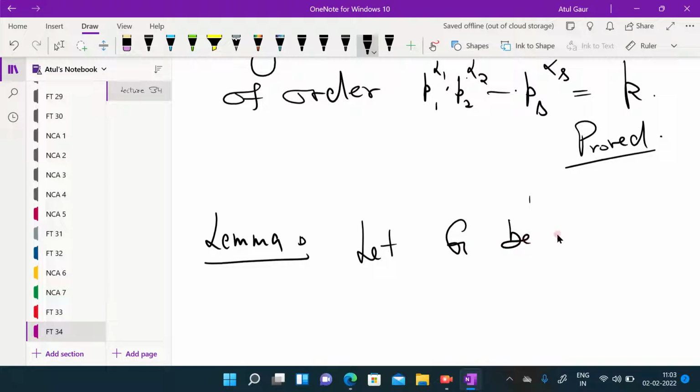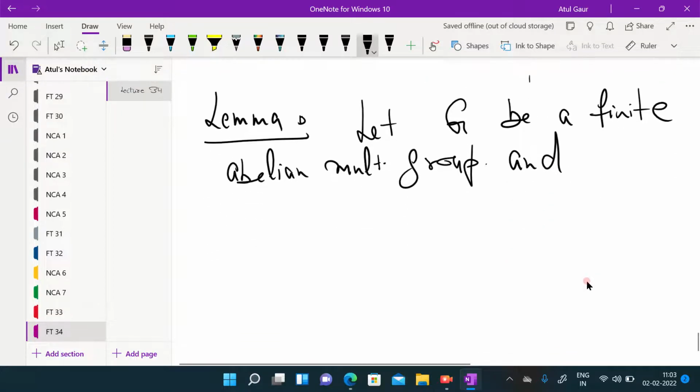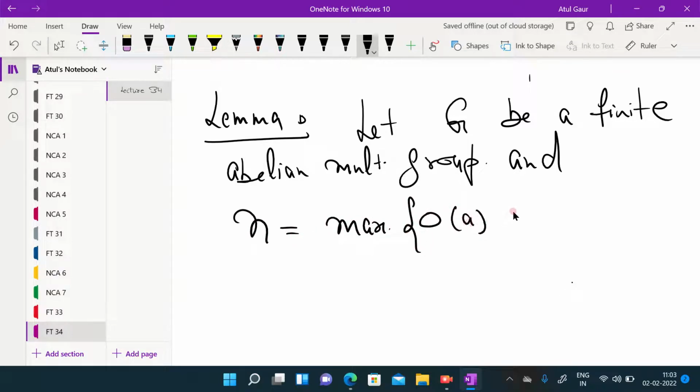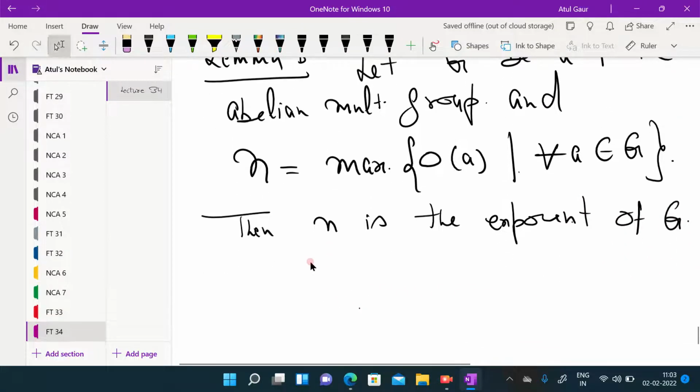Let G be a finite abelian multiplicative group, and n is the maximum of order of a for all a in G, right? So then this number n will be the exponent of G. That's what I want to show. n is the exponent of G.